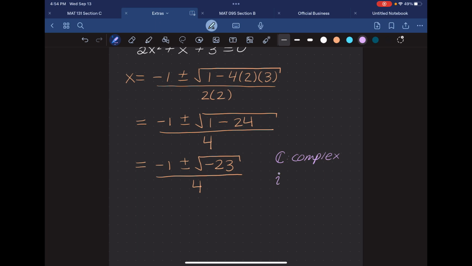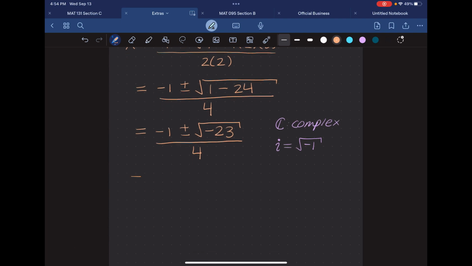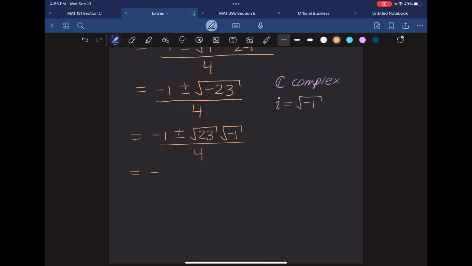Now, we're going to define i as the square root of negative 1. And this is going to let us simplify this number over here. So I'm going to say this is equal to negative 1 plus or minus, and I'm going to write the square root of negative 23 as the square root of 23 times the square root of negative 1. And now this square root of negative 1, I'm just going to substitute out for i. So I've got negative 1 plus or minus square root 23 i, being divided by 4. And now these are going to be my solutions. I've simplified as much as I can.